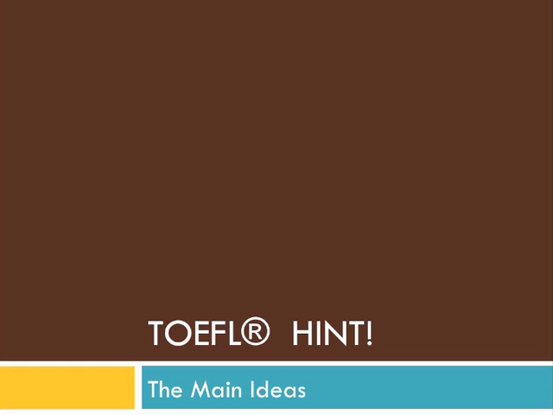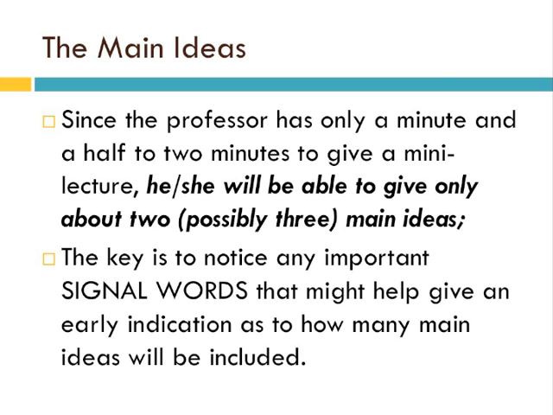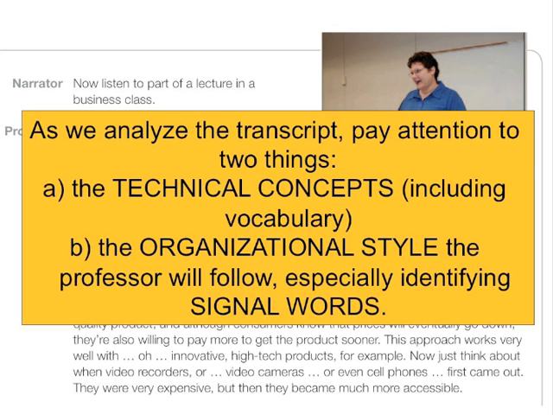So, the main ideas? Since the professor has only 1.5 minutes to 2 minutes, most likely he or she will be able to give only about 2 or possibly 3 main ideas. And if you notice, the professor really introduced that almost at the beginning. The key is to recognize any important signal words that may help give an early indication as to how many ideas will be included. This is usually something you will find in this part of the test.